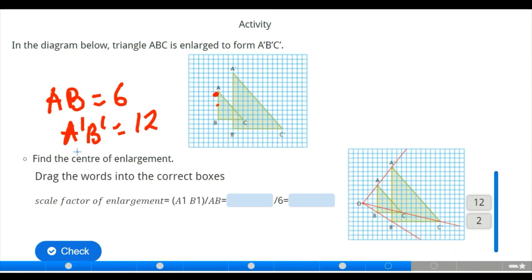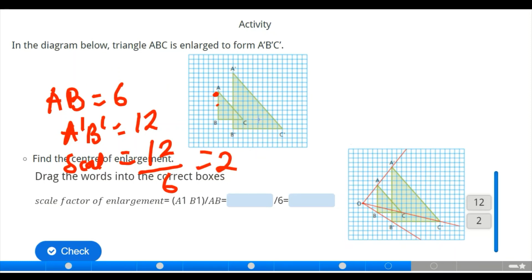So if you want to calculate the scale factor of enlargement, what we need to do is divide the new length, which is A prime, B prime, by the length of AB. So the length AB that we are calculating here is 6 centimeters. The length A prime B prime here is 12 centimeters. So it's going to be 12 divided by what? Divided by 6. And how many times does 6 go into 12? That is 2.